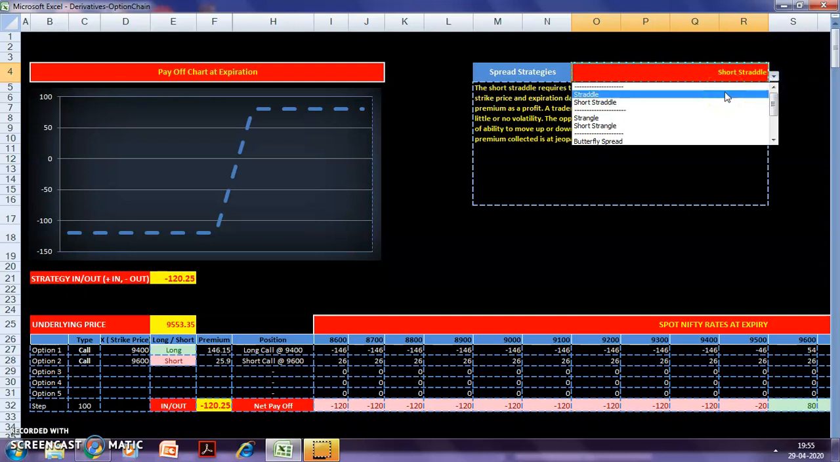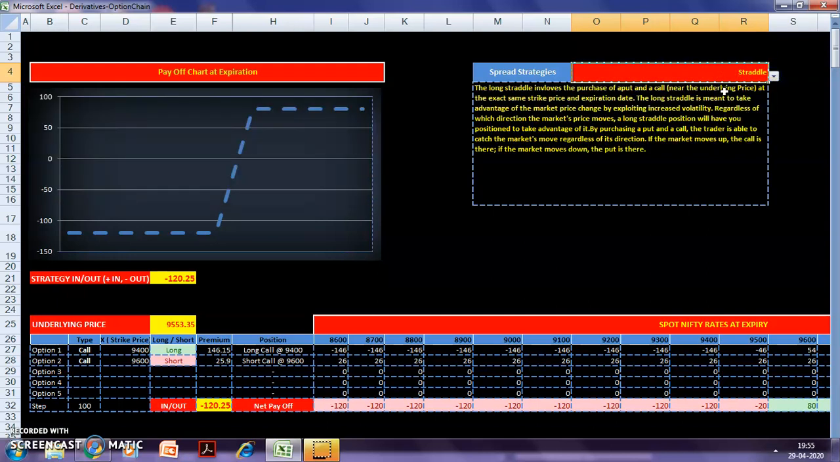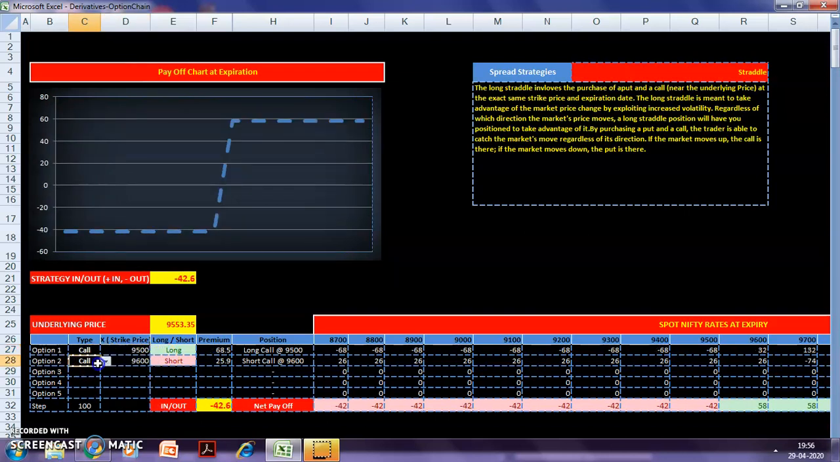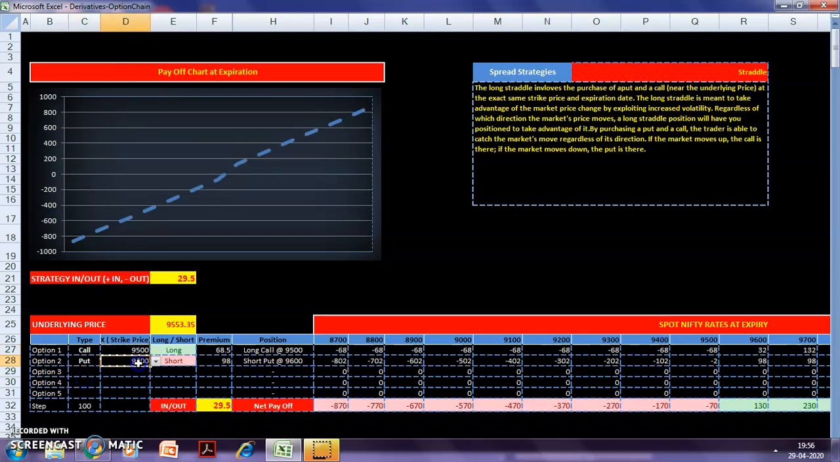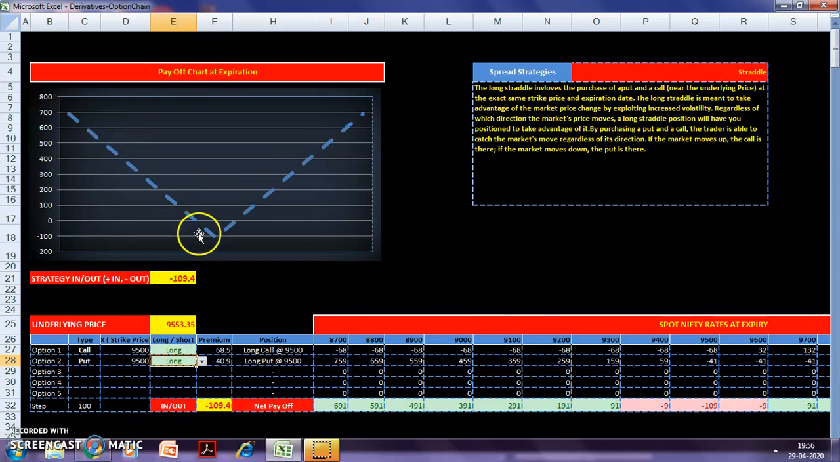So first we will have a look at the various strategies. The first strategy we are looking at is a long straddle. Now a long straddle involves the purchase of a put and a call, preferably near the underlying price, at the same strike price and the same expiration date. So when you feel that the market volatility is going to increase but you don't know which side it is going to increase, then you can take a straddle. So what I am doing is that I am taking a long position in a call and a put, and let me see the payoff.